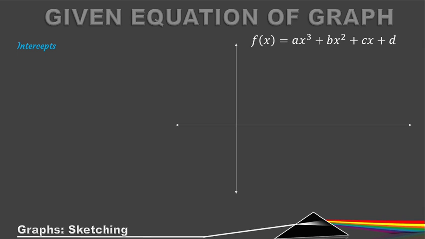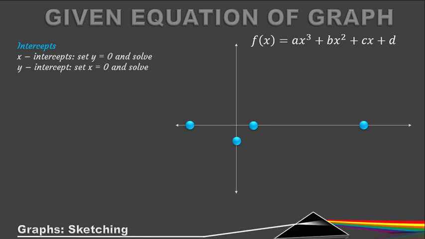So the steps we're going to follow, the first thing we do is we look for intercepts. So we have both y-intercepts and x-intercepts. To find the x-intercepts, we basically set y equal to 0 and solve for x. And then similarly, to find the y-intercept, we set x equal to 0 and solve for y. And then we can plot them on the graph once we have solved for them.